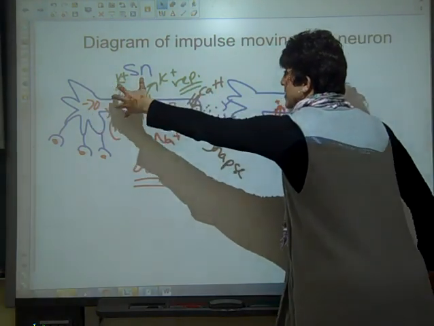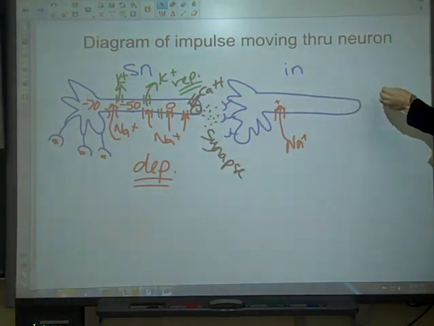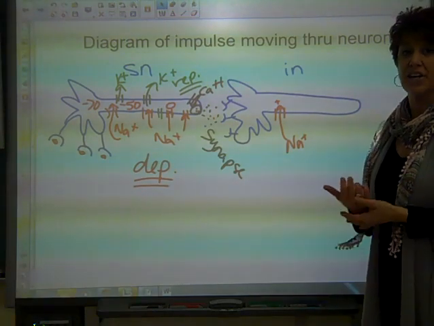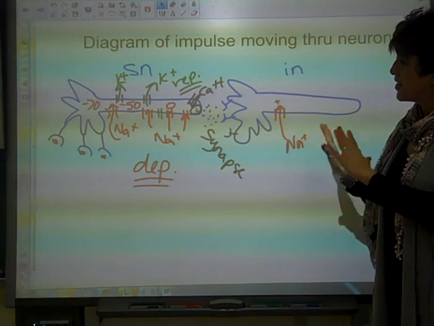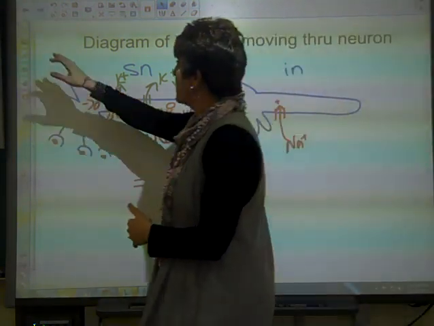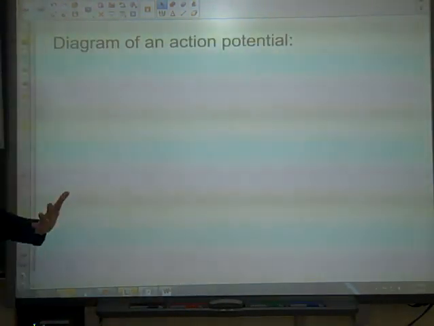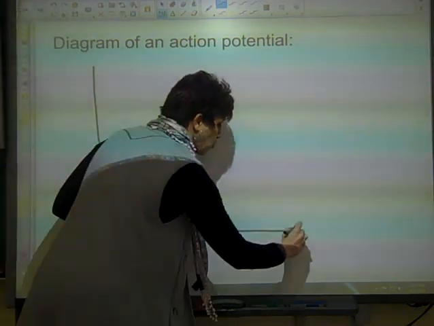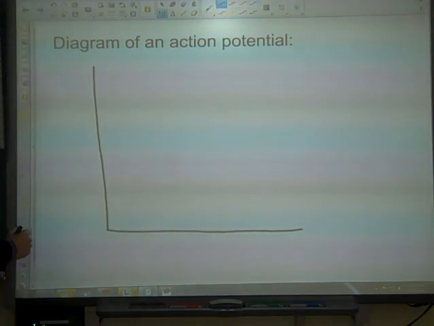If it goes from a sensory neuron to an interneuron to a motor neuron to a muscle, it's going to cause a response. It's going to cause a change. So these are the steps that are occurring. The last thing I want to show you is how you make a diagram of it. An action potential is actually a graph of the change in charge.